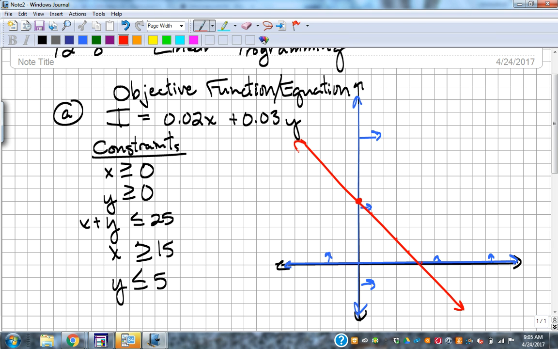And as far as determining which direction to shade that, you do the same thing. You say, okay, 0, 0. 0 plus 0 is less than 25. Is that true? Yeah, so that means I would shade this direction on that red one. And then the x is greater than or equal to 15. 15 would be where at? The third mark, right?